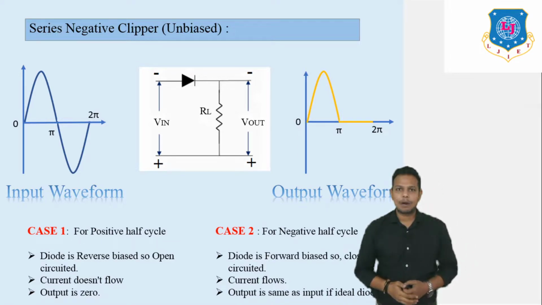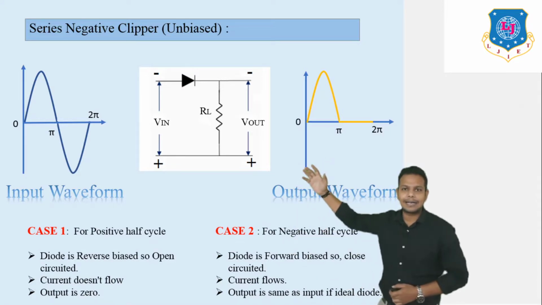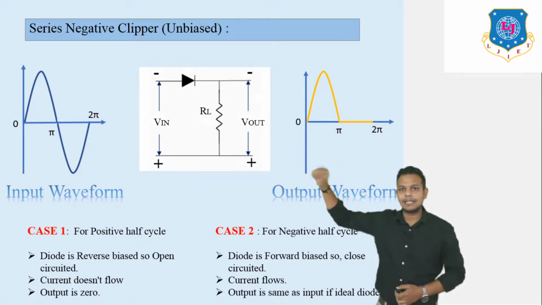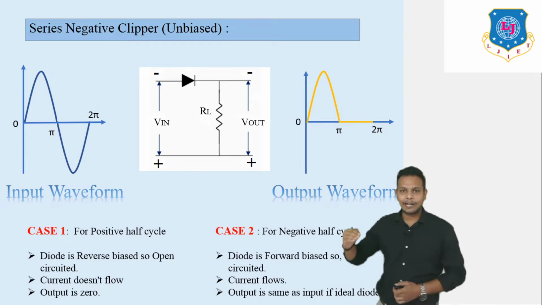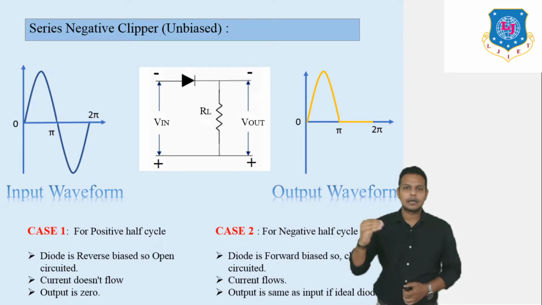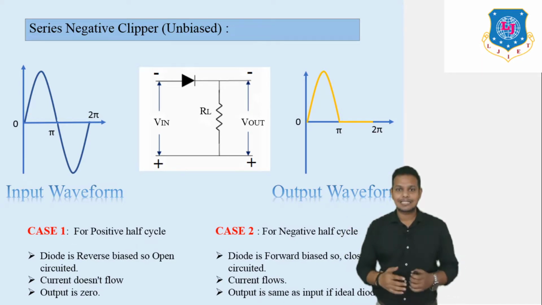Now let us discuss the series negative clipper. Why is it known as a series negative clipper? Series means your diode is connected in series between the input and output, and negative clipper means the negative portion of the waveform is clipped off. So this is the unbiased series negative clipper.